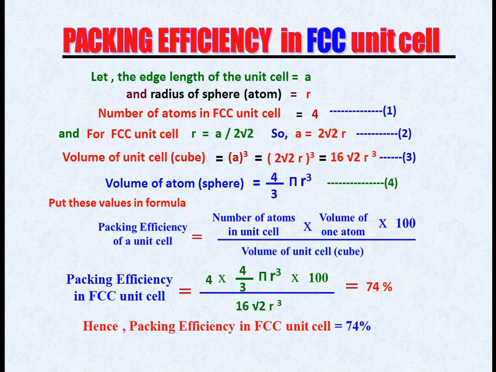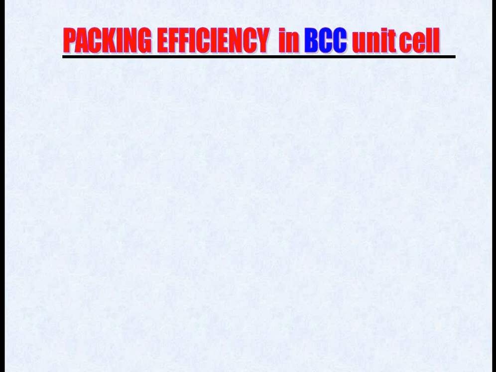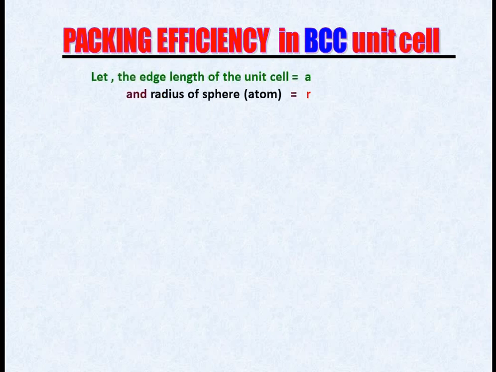Now come to the next topic, the packing efficiency in the BCC unit cell. Let the edge length of the unit cell be a, and the radius of the atom or sphere be r. The number of atoms in the BCC unit cell is 2, which we have already calculated in previous topics, and there is no need to derive it again here. In some books they have also derived this formula, but there is no need for that.